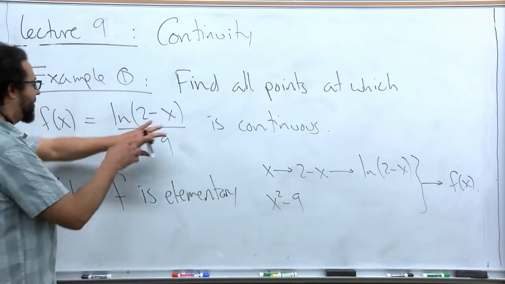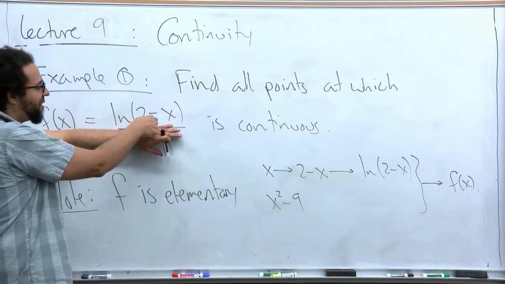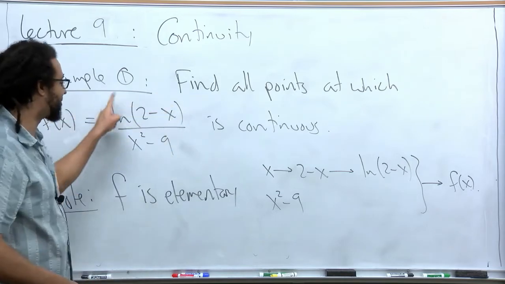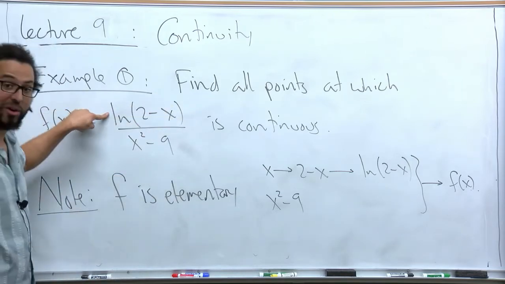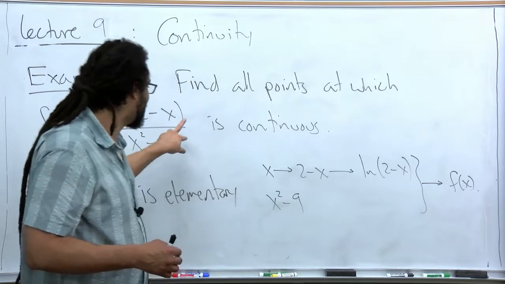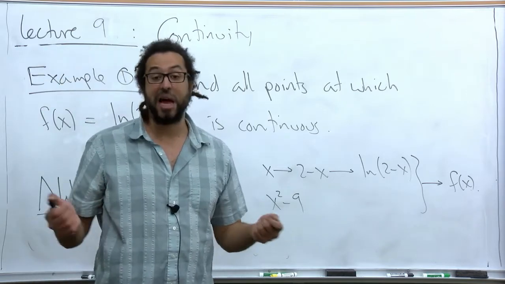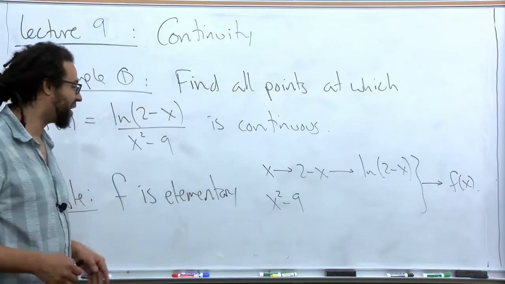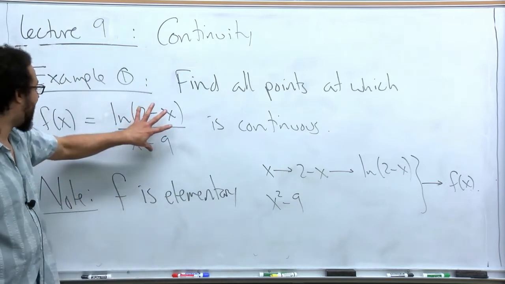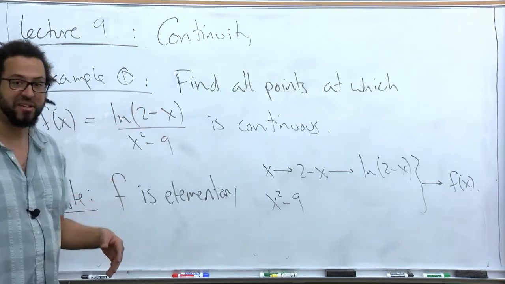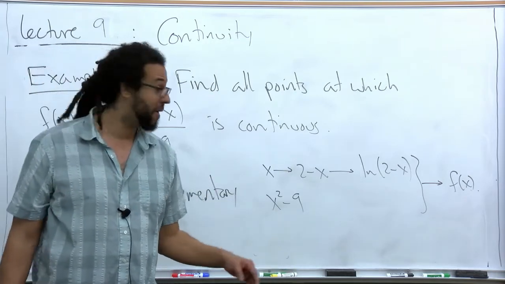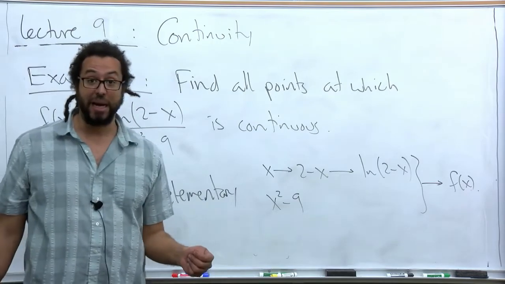For example, the numerator is a composition of the natural log function and the linear function 2 minus x. And the denominator is just a polynomial. So this function is a fraction of a logarithmic function and a polynomial function. Because we obtained this function using a quotient of two basic library functions, it must be an elementary function. So we know it's continuous everywhere on its domain. To answer the question of where this is continuous, it's the same thing as just finding the domain of this function, just like you did in high school. So let's go ahead and do that now.